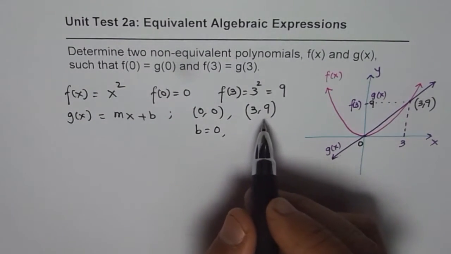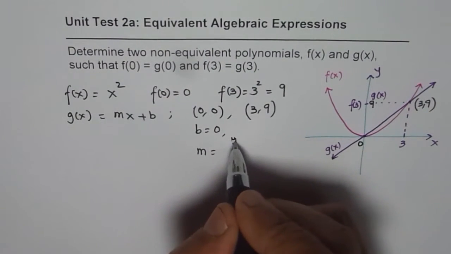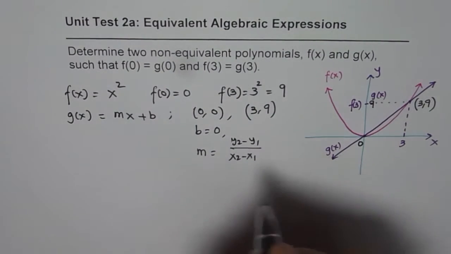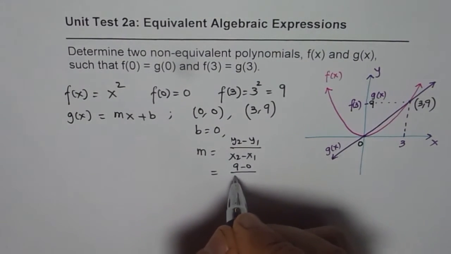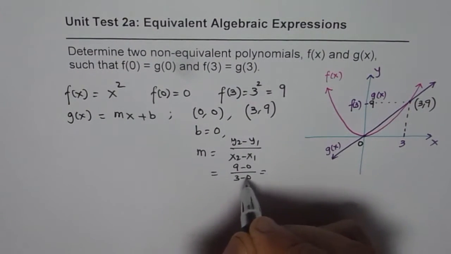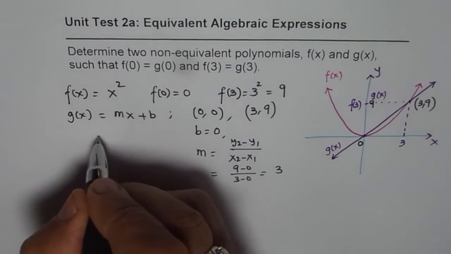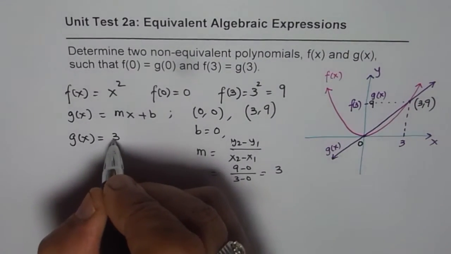And then what is the slope? Let's find out what m is. So m is y2 minus y1 divided by x2 minus x1. That gives us 9 minus 0 divided by 3 minus 0, which is 3. So we know m is 3, b is 0. Therefore, we can write that g of x is equal to 3x.